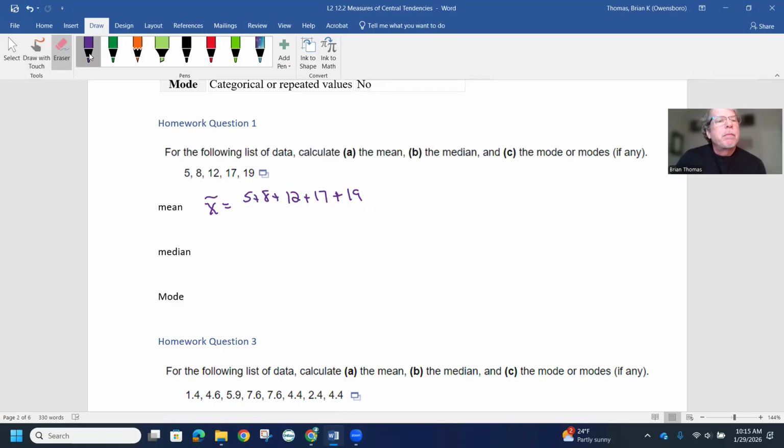My pencil is acting weird here, it kind of freezes. Let's see what we got going on here.